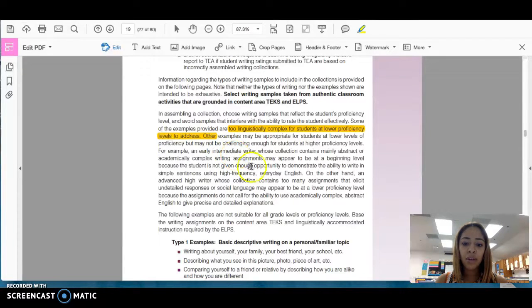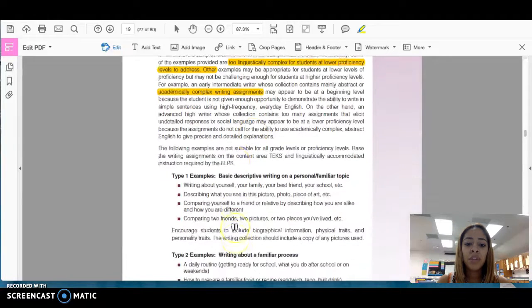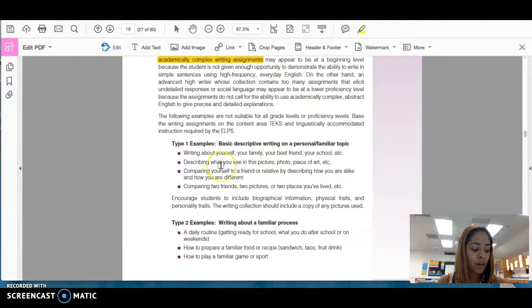At the same time, you want to be sure that you're not giving them too easy a prompt either, because if they're already at the advanced level, then we're going to want a prompt that's going to stimulate some really academically complex writing in order to solicit the type of writing that we're expecting in order to rate them accurately in those domains. So just keeping that in mind, it's okay to differentiate your writing prompts for your newcomers versus your more advanced ELs. And then below that are some examples of some different writing prompts.